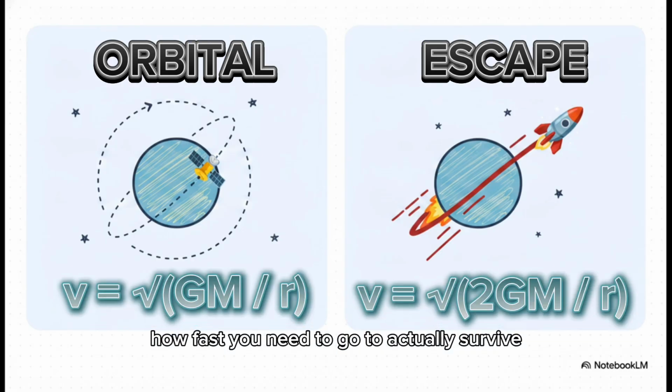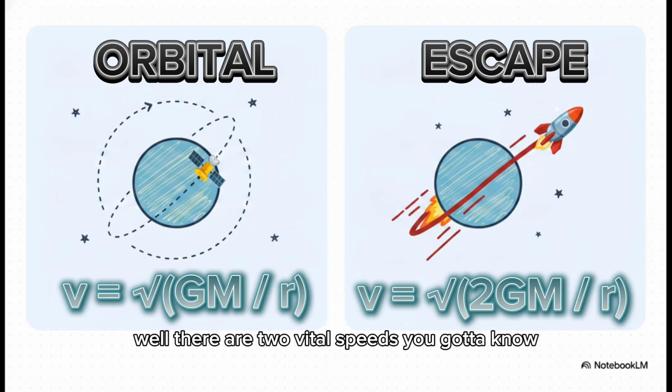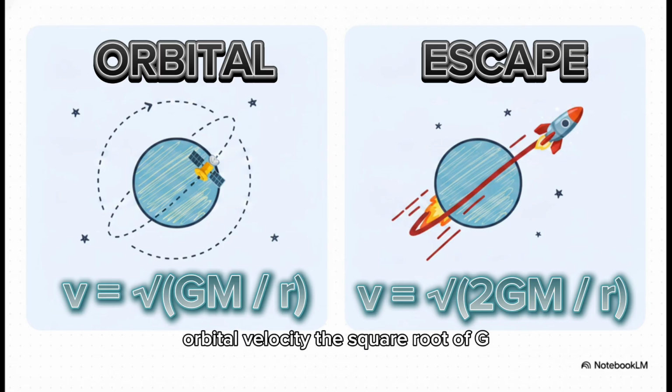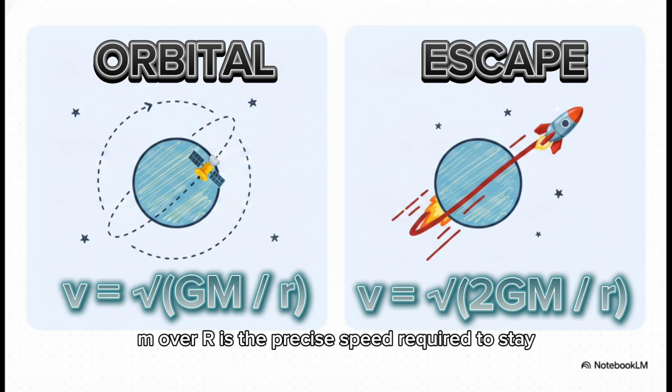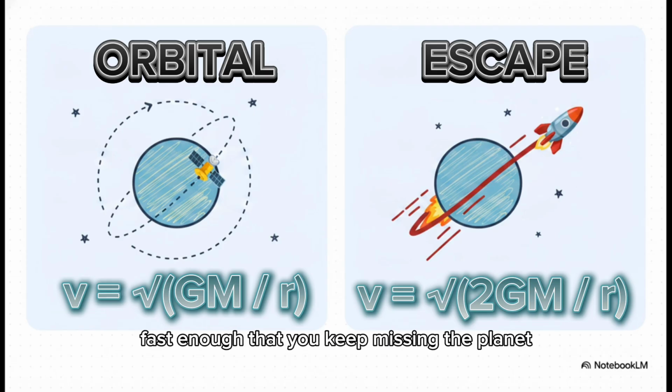So, how fast do you need to go to actually survive in this gravitational arena? Well, there are 2 vital speeds you gotta know. Orbital velocity, the square root of GM over r, is the precise speed required to stay in a circular orbit. You're basically falling continuously, but you're moving sideways fast enough that you keep missing the planet.